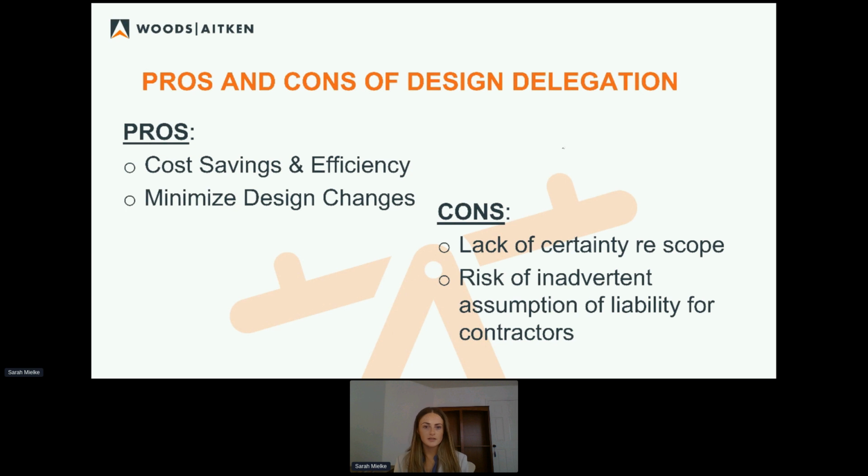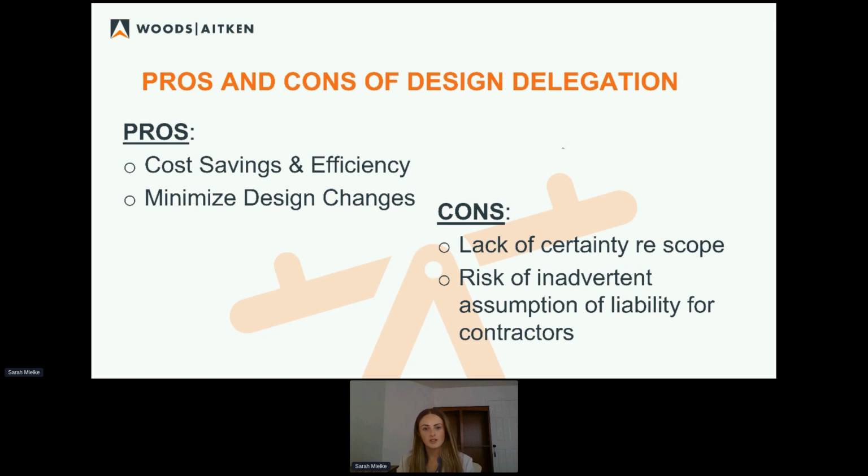Some cons of design delegation: there is a very large void in terms of consensus and certainty on the scope of services that should be involved in design assist. Because there's that void in our contract documents, the contract documents are very, very general. And I mean, that could be arguably true for all form contracts.